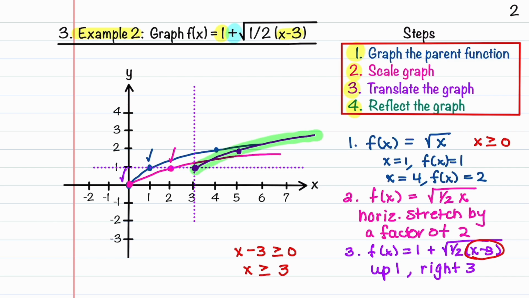Now you know how to graph transformations using parent functions. Remember, start with the parent function, then scale the graph, translate it, and then reflect it if the parent function, or x, has a negative sign.